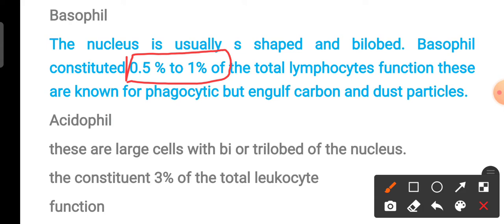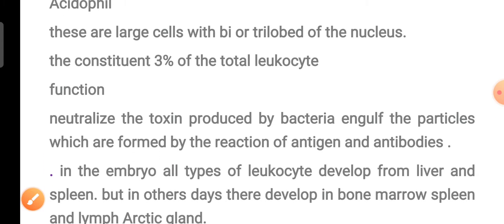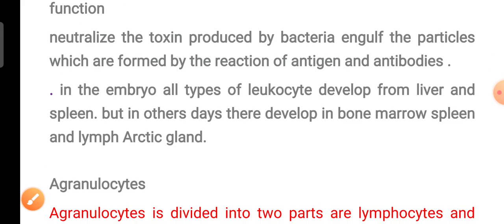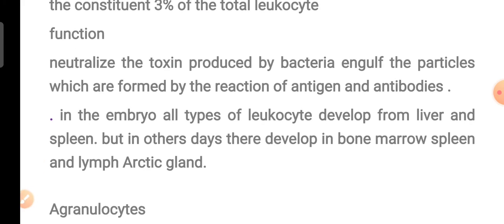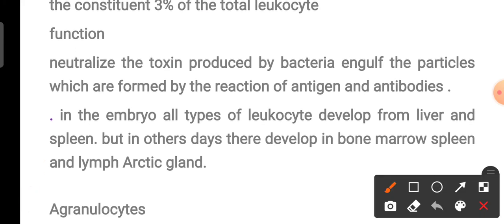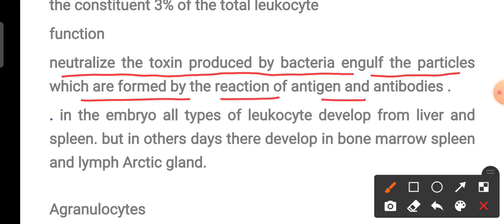Another thing is here acidophil, यानी basophil यानी basic amount और base amount present है, और एसिडोफिल यानी एसिड अमाउंट, और न्यूट्रोफिल के बारे में बात कर रहे थे, न्यूट्रोफिल यानी that is neutral. Okay, you can note down these points. This is the thing you can read. The acidophil neutralizes the toxin produced by bacteria and engulfs the particles formed by the reaction of antigen and antibodies.